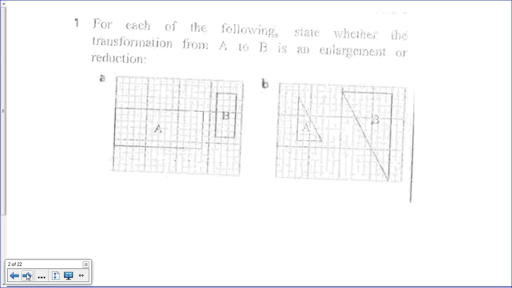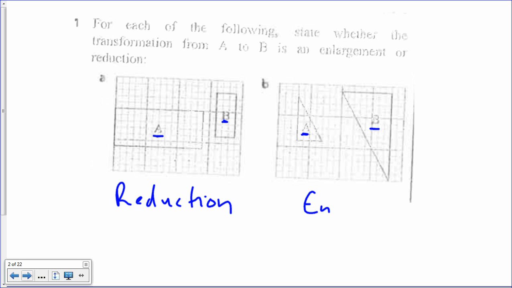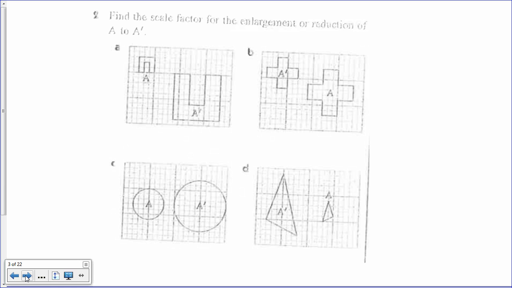So question 1: for each of the following, state whether the transformation from A to B is an enlargement or a reduction. In figure 1, A is bigger than B, so B is going to be a reduction. And number 2, A is smaller than B, so it's going to be an enlargement. So that is the answers for question 1.